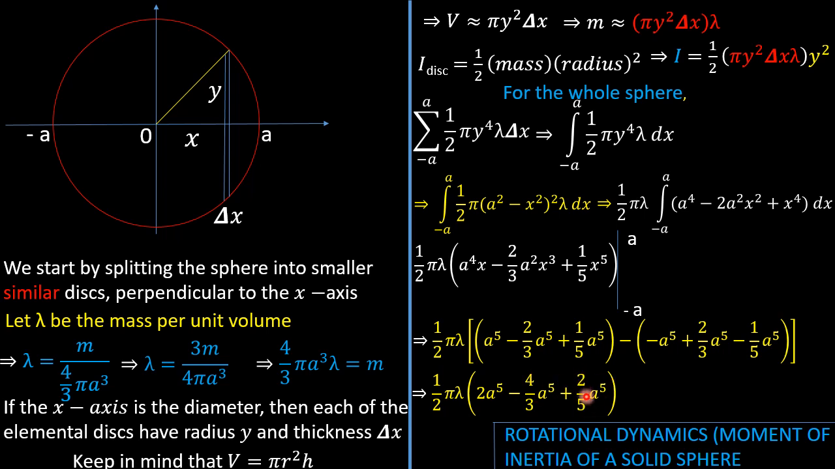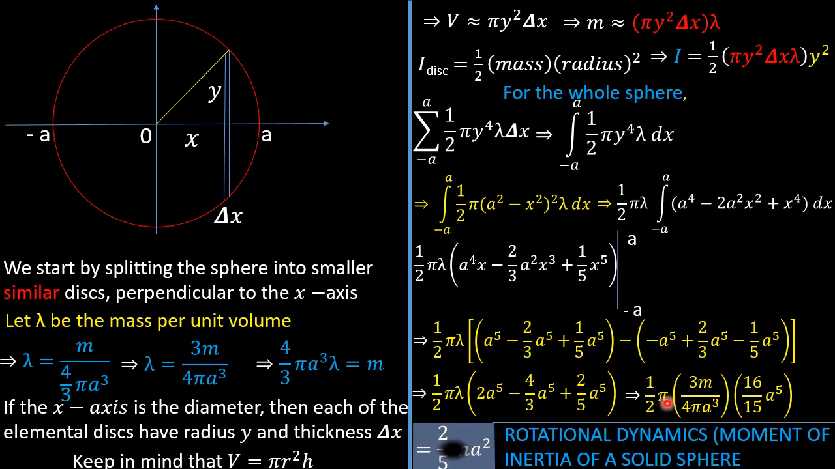Great. And friends, simplifying everything, we are going to have 1/2 pi into, keep in mind that our lambda is given as 3m over 4 pi a cubed. That's why we have it here. Then simplifying all of this, we have 16/15 a to the power 5. Simplifying everything simply gives us our answer to be 2/5 m a squared. Great. Friends, that's the moment of inertia of our disc about the diameter. Okay, that's the moment of inertia.